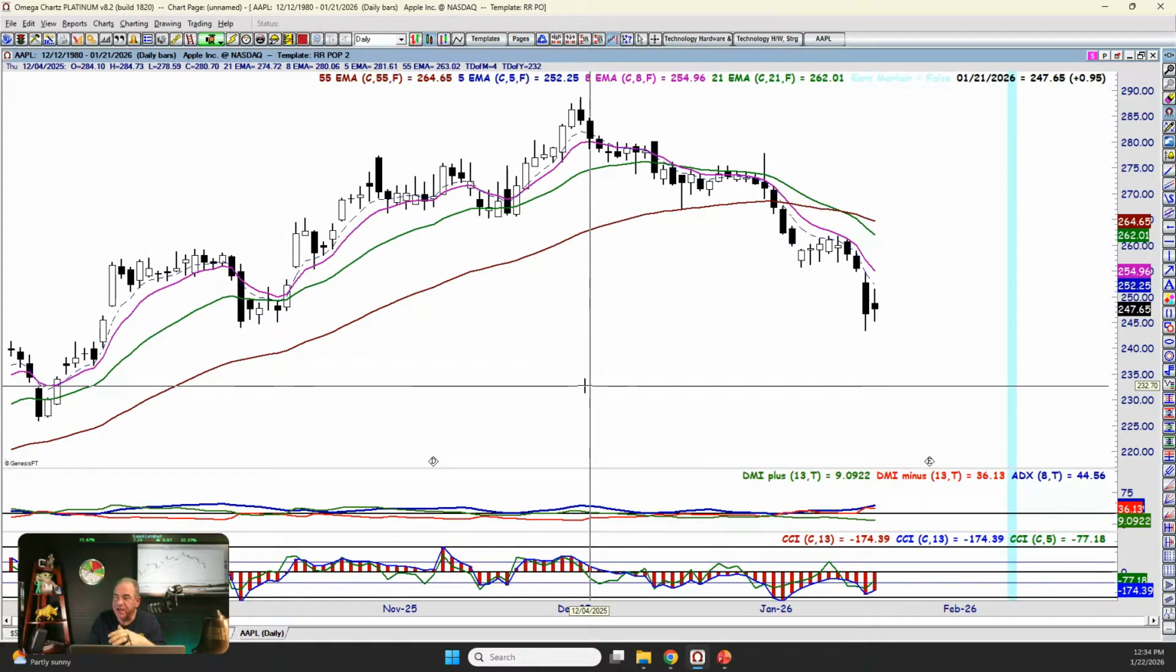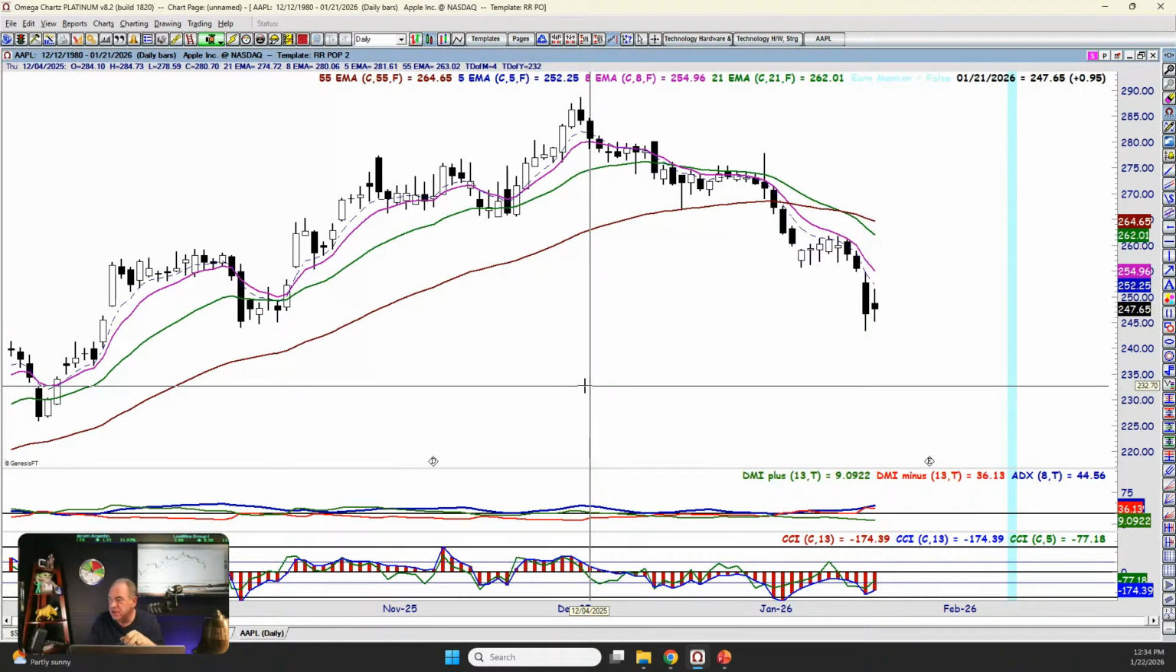So the brown line is a 55. I do not use a 50. The blue line, it's very faint, is a 5 moving average. It is really for one exit on one very specific trade type that we do, so I don't use it very often. It's really only on a swing trade that we use it, but it's left on there just to help with fast moving trends.